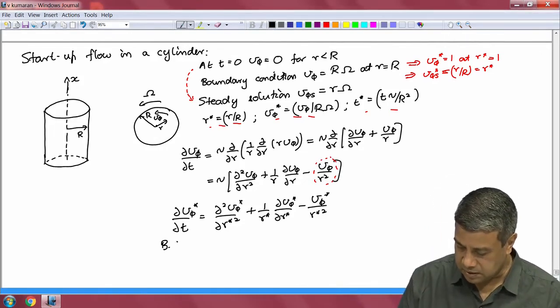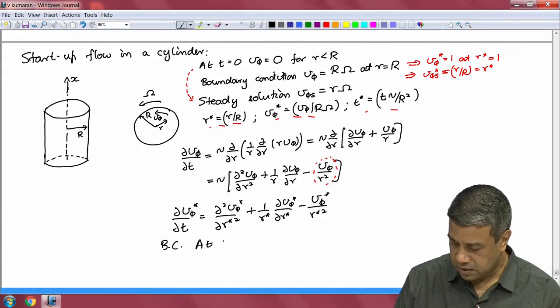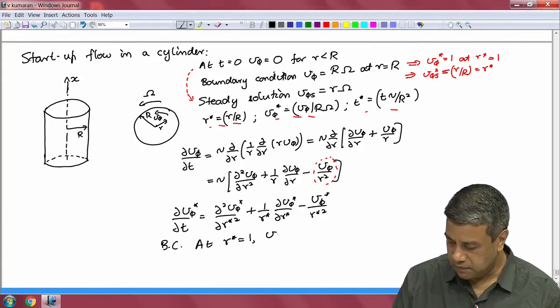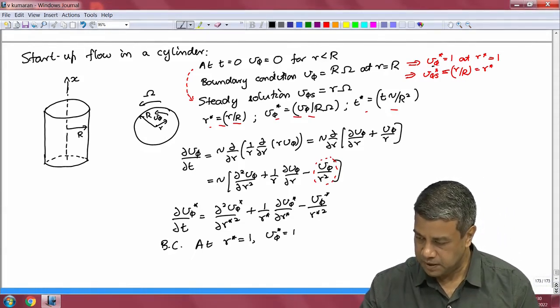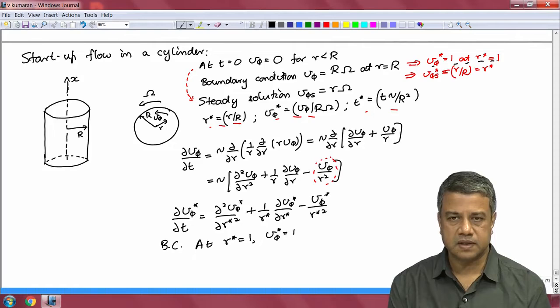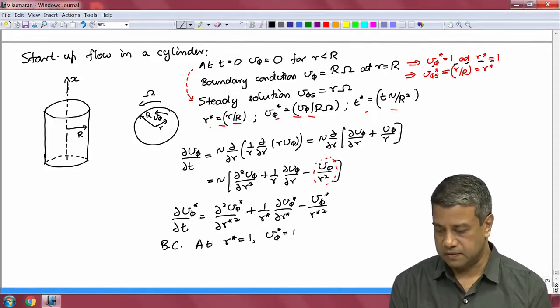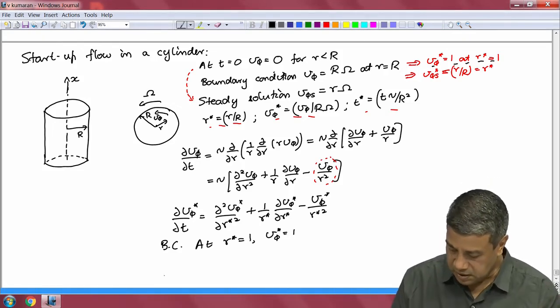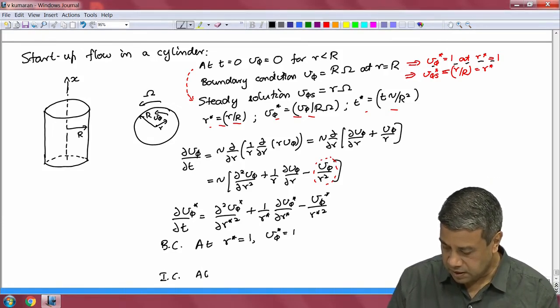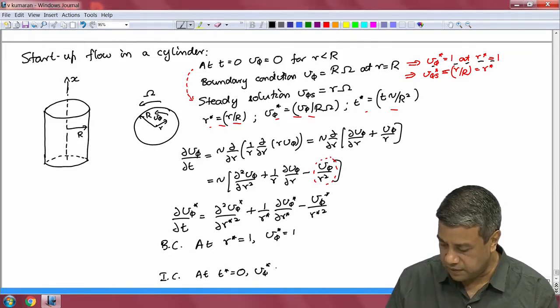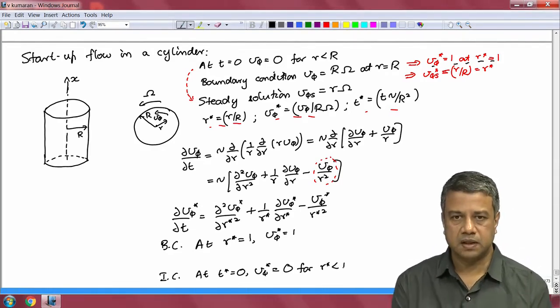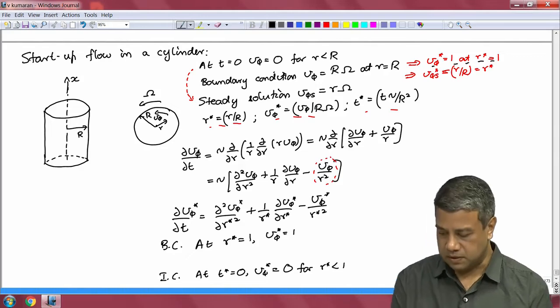The boundary conditions are, at r star is equal to 1, V phi star is equal to 1. At the surface of the cylinder, the angular velocity is omega times capital R, the angular velocity of the surface. The initial condition, at t star is equal to 0, is that the velocity is 0 everywhere for r less than 1. Everywhere within the fluid, V phi is equal to 0.